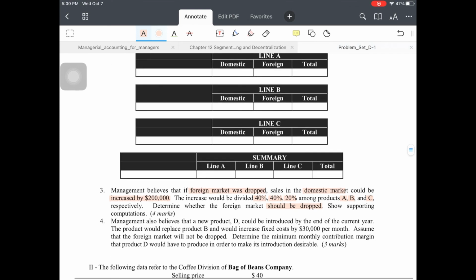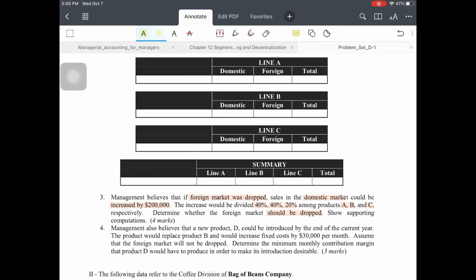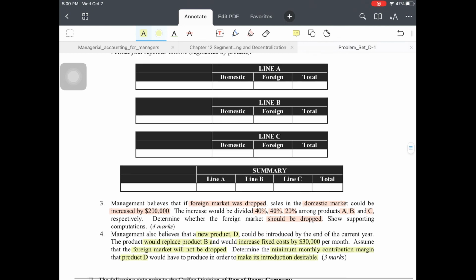Now onto the last requirement, which is this one. Management also believes that a new product D could be introduced at the end of the current year. The product would replace product B and would increase fixed costs by $30,000 per month. Assume that the foreign market will not be dropped. Determine the minimum monthly contribution margin that product D would have to produce in order to make its introduction desirable. Now let's solve that in Excel.